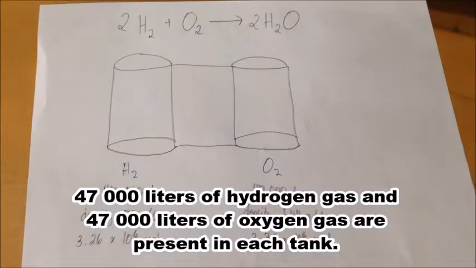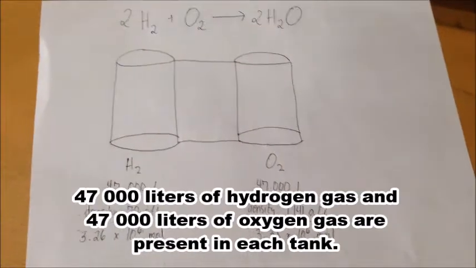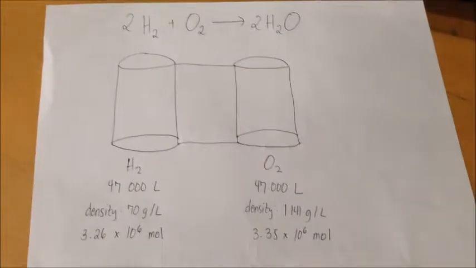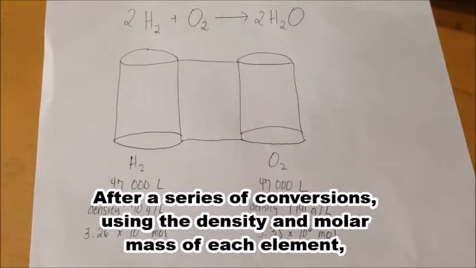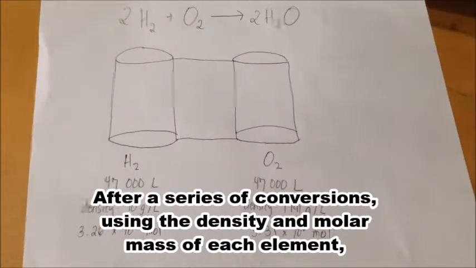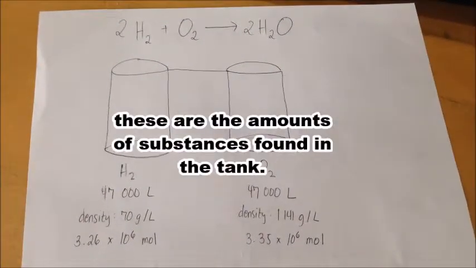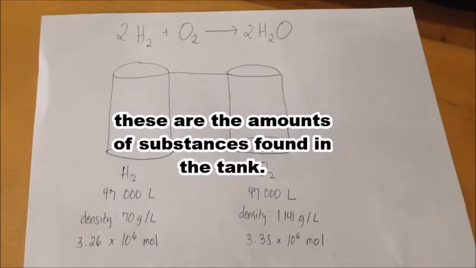So 47,000 liters of hydrogen gas and 47,000 liters of oxygen gas are present in each tank. After a series of conversions using our density and the molar mass of each element, these are the amounts of substances found in the tank.